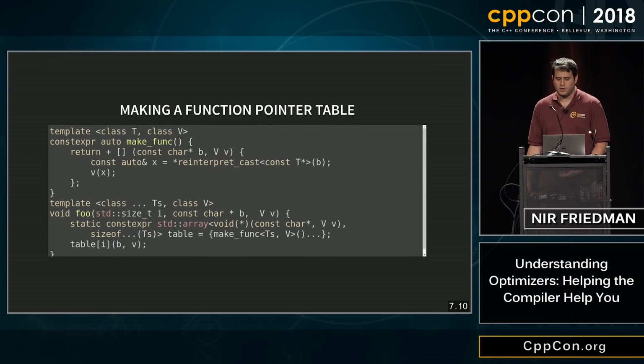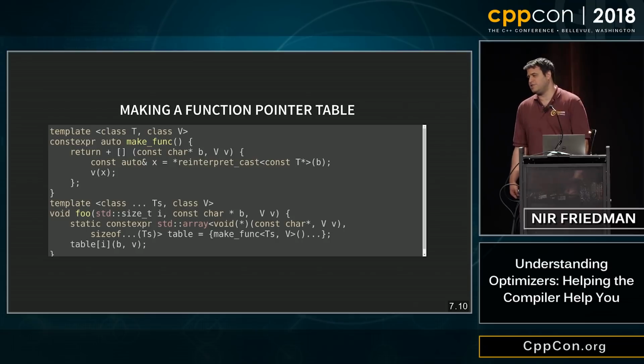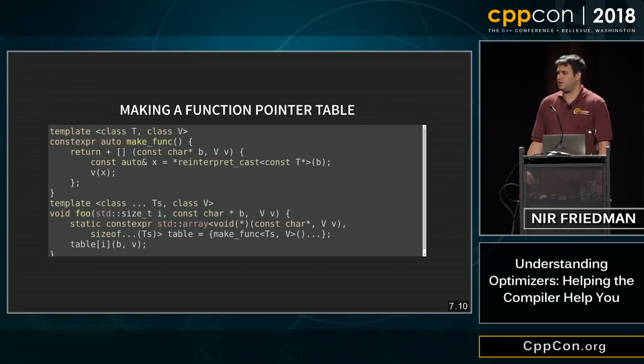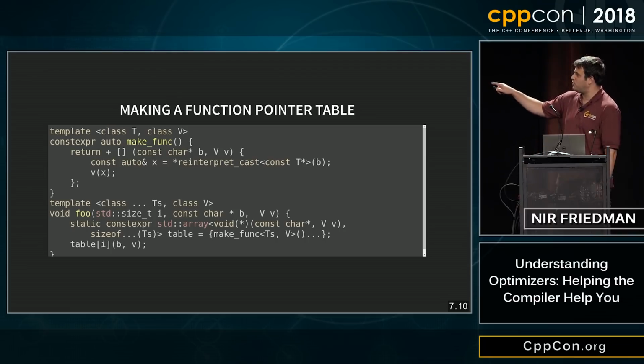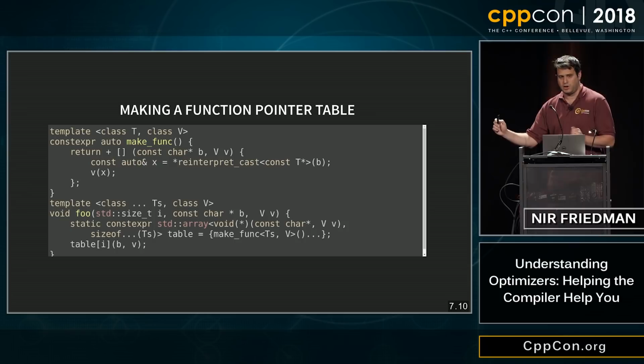Well, you can use function pointers. This is my really bad approximation of template magic stuff. But the basic gist of it is you create a function pointer that takes the data buffer and the visitor. It casts it to the particular type, and then it applies the visitor. And then you can write a generic foo with whatever types you want, and it generates this array of function pointers at compile time, right? Constexpr. And then it calls the right function pointer based on the index. Super duper awesome.